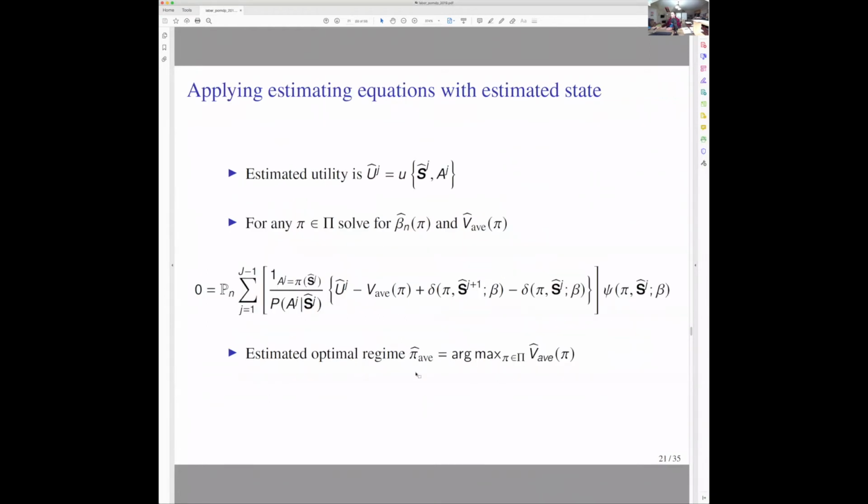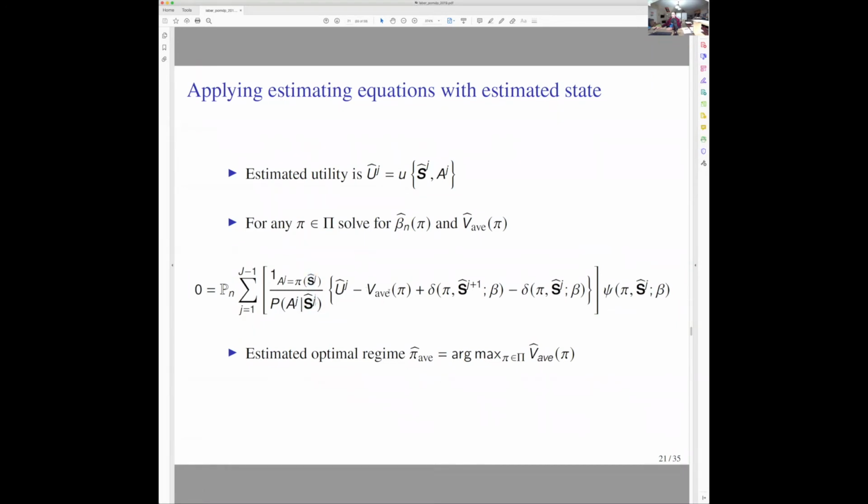Okay. So then once you do that, we also have to plug in the state into the utility function. So u hat is now the utility function applied to s hat rather than just s, because we don't know s. And then for any pi, we can solve for beta hat and the average value by solving these estimating equations the same as we had before, only now we have s hats in place of s.